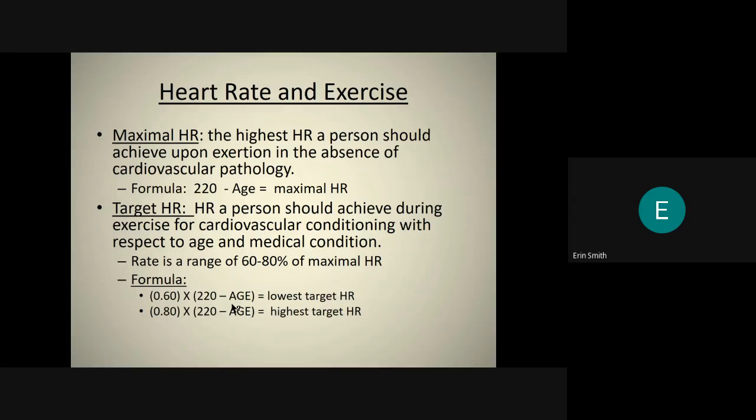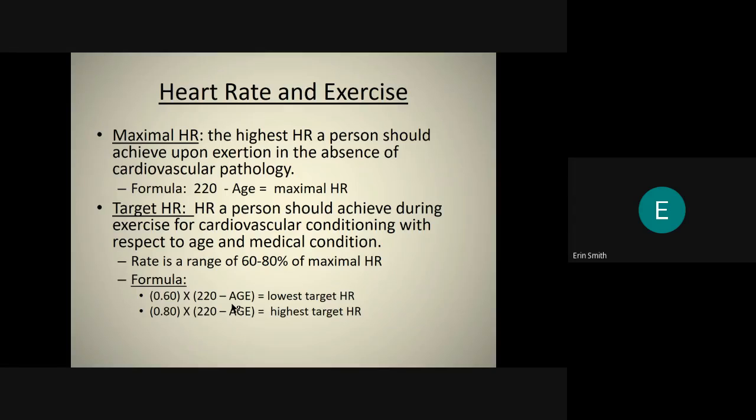And then target heart rate is going to be the heart rate that a person should achieve during exercise for cardiovascular conditioning. So how do we know that we're working our patient hard enough, that we're giving them enough of an exercise program so that it's actually making a difference for them from a cardiovascular perspective? That would be the target heart rate. So that's basically the range between 60 and 80% of their maximal heart rate.